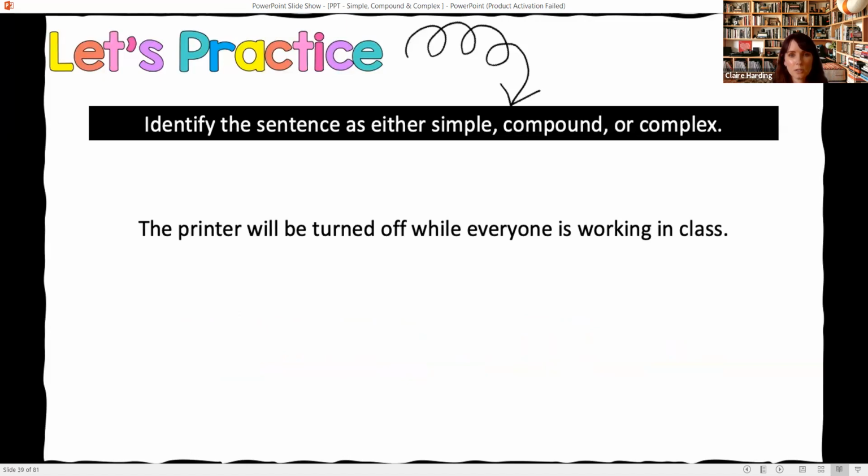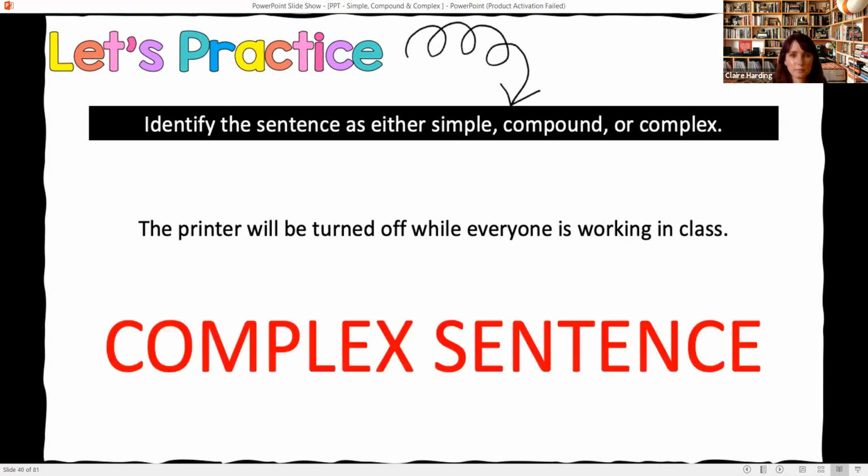The printer will be turned off while everyone is working in class. What do you think that is? You think it's simple, compound, or complex? The printer will be turned off while everyone is working in class. So go ahead and write that down or say it out loud. And let's see if you're right.